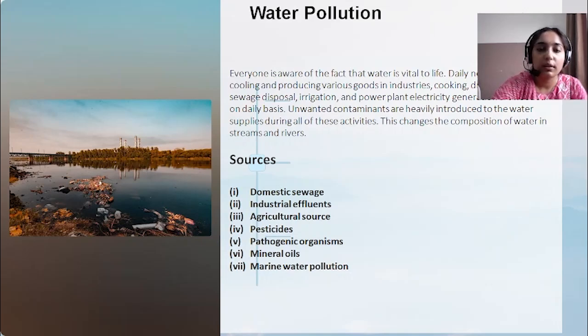Next is pathogenic organisms. Water is contaminated with dangerous organisms such as bacteria, worm eggs, protozoa, via sewage and household garbage. If ingested, this tainted water can result in cholera, TB, diarrhea, typhoid, jaundice.